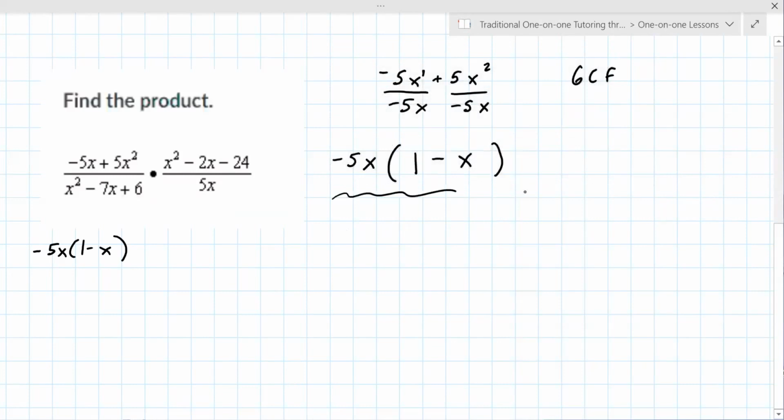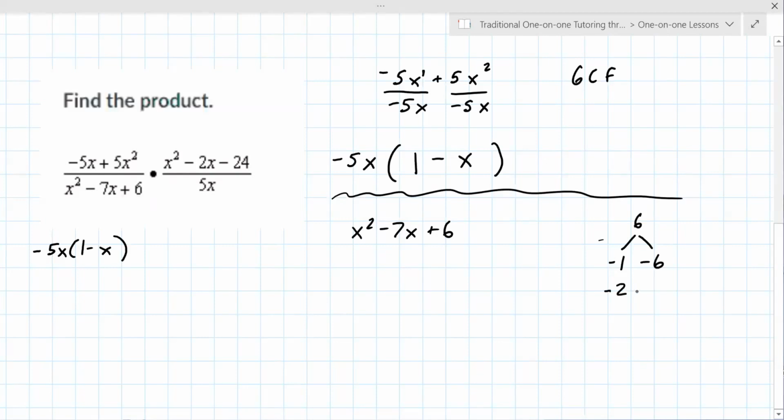So the next one we'll do here, we'll go bottom left. X squared minus 7x plus 6. What you're looking for are 2 numbers that multiply to 6 but add up to negative 7. And the negative there is key, because that tells you that it's negative 1 and negative 6, meaning they both have to be negative. The only way you can add up to a negative number is if they're both negative.